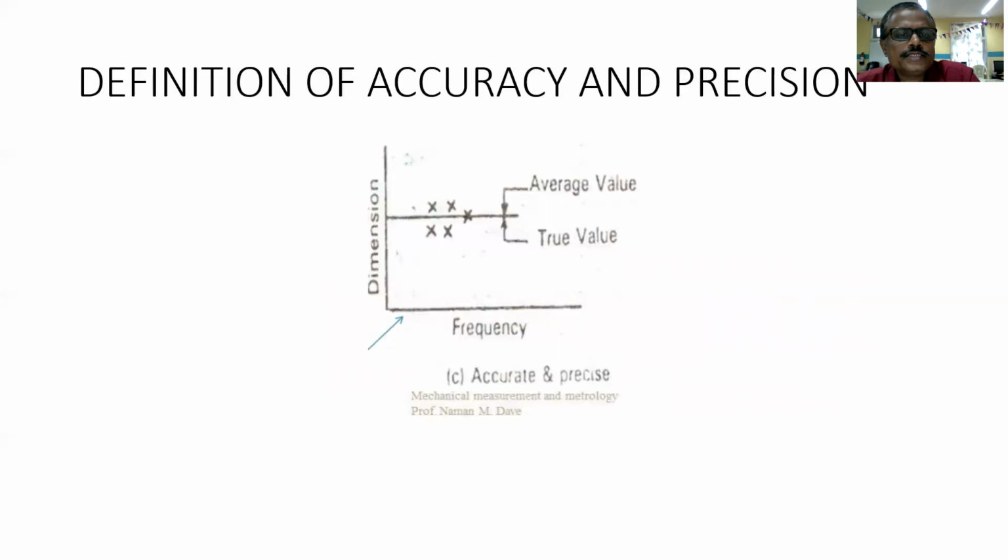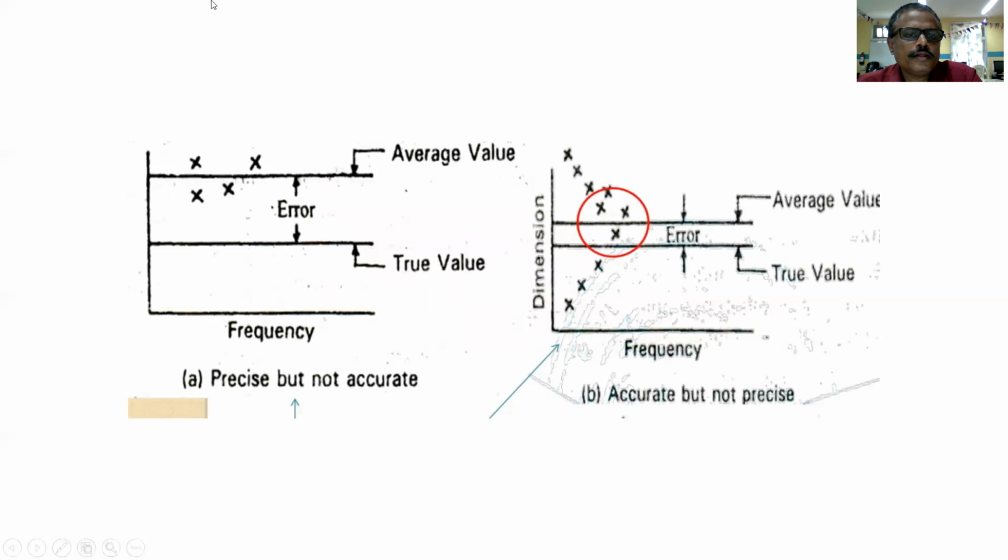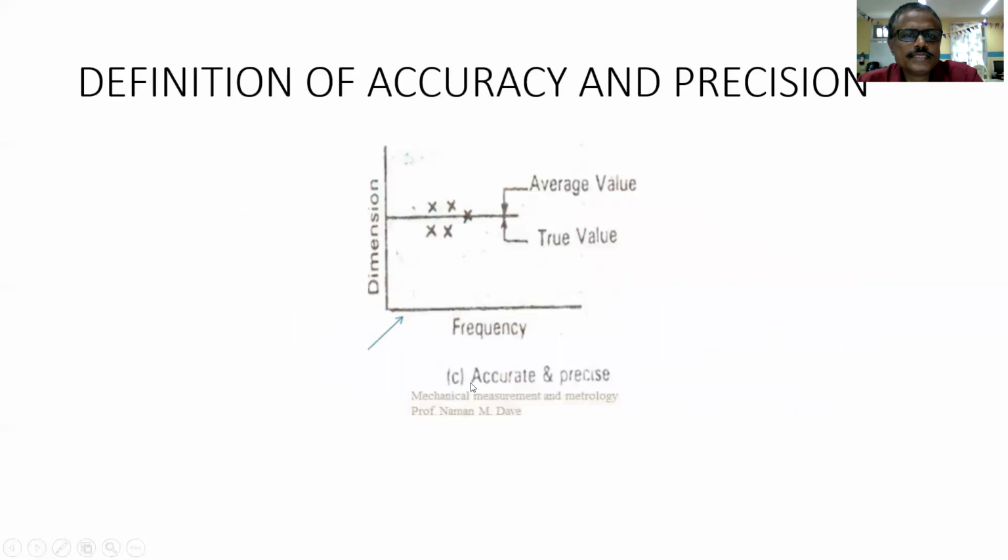So that is seen here. Here this is the true value, this is the average value. The gap is more. Therefore, this instrument is not accurate. Whereas here, the gap is less between the true value and the measured value, that is the average value. So it is more accurate. And if your observations or measured readings are the same again and again, then it is called precision. In this diagram, you can see both accuracy and precision.